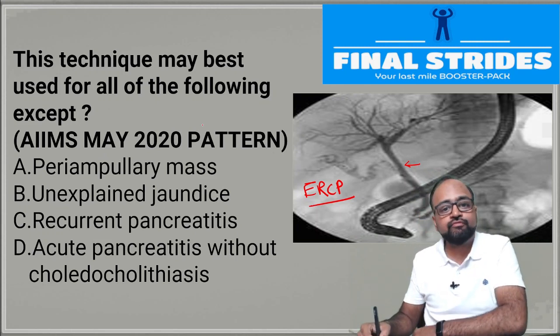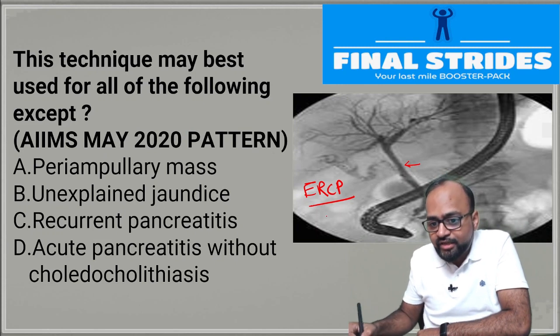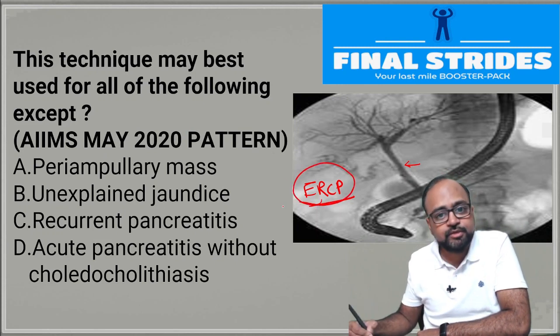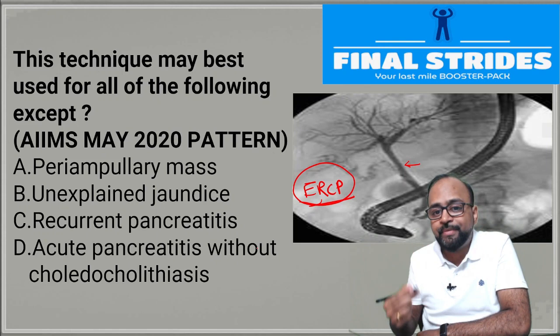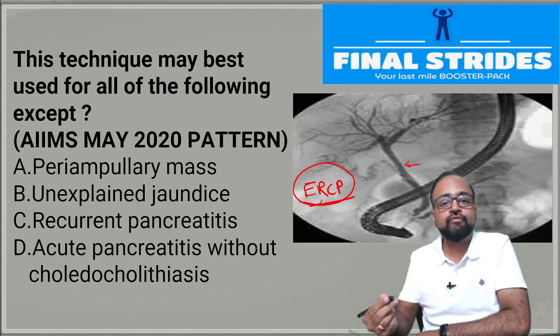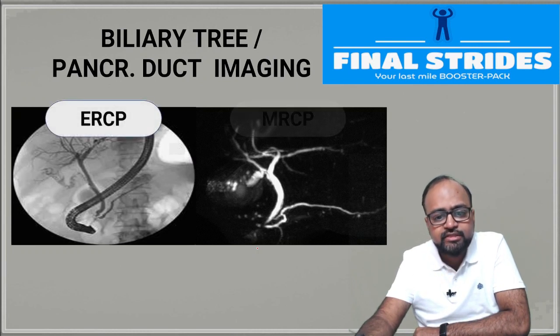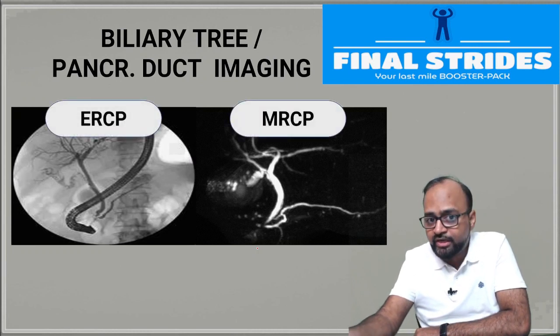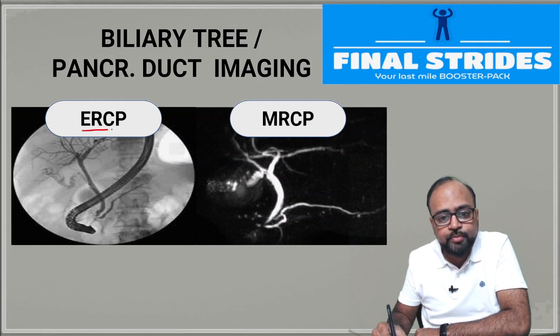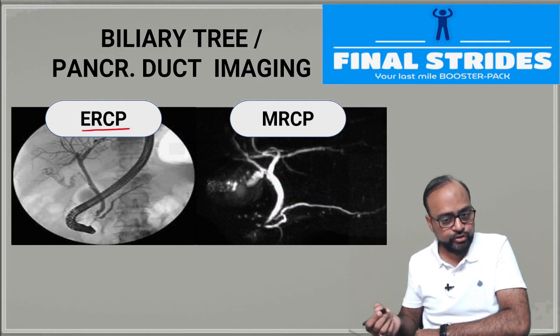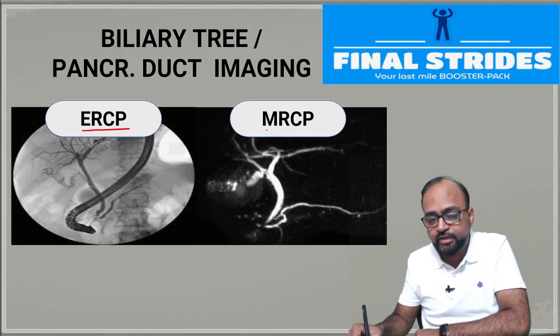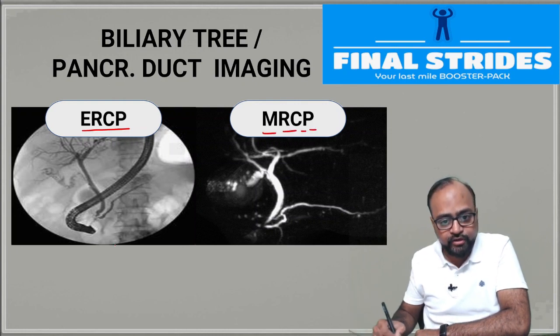So a question was asked in one of the AIIMS pattern exams. What technique is this? This is ERCP. So ERCP may be best used for all of the following except. Now let us quickly discuss ERCP and MRCP. ERCP, we have discussed, is endoscopic retrograde cholangiopancreatography. MRCP is magnetic resonance cholangiopancreatography. ERCP is done by doing an endoscopy.